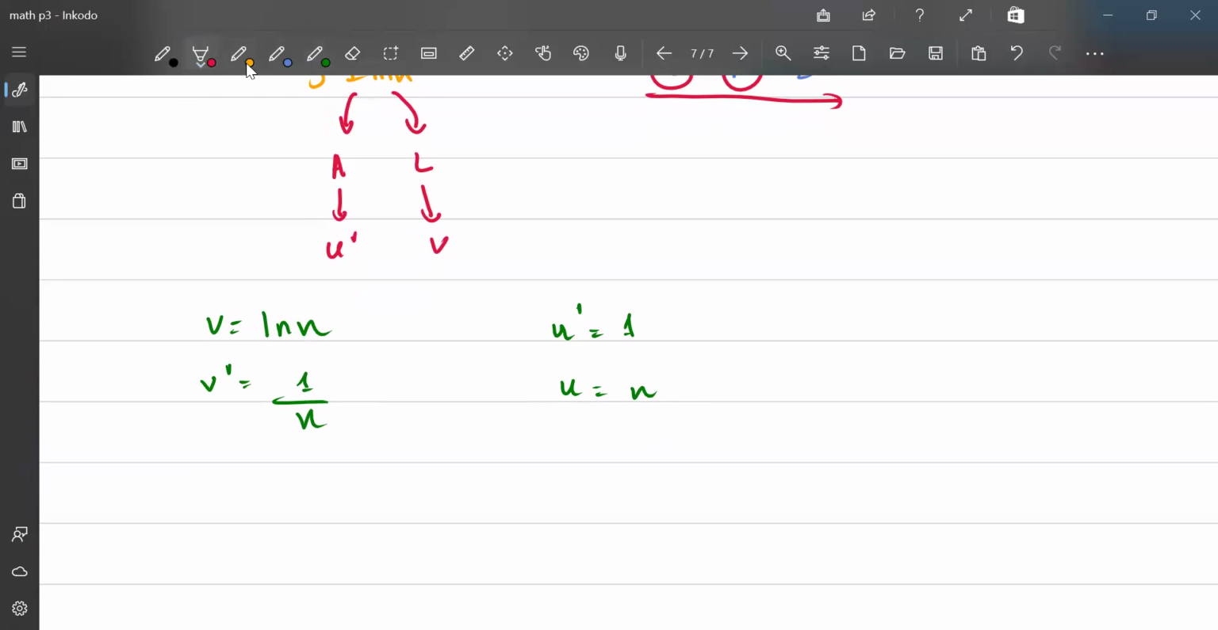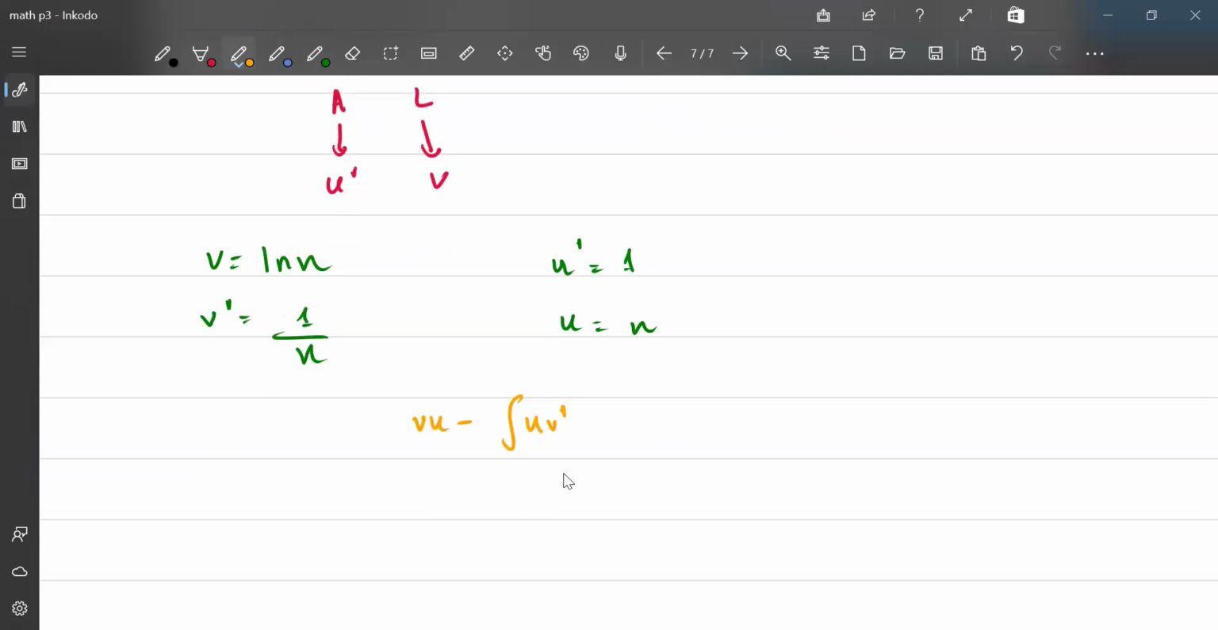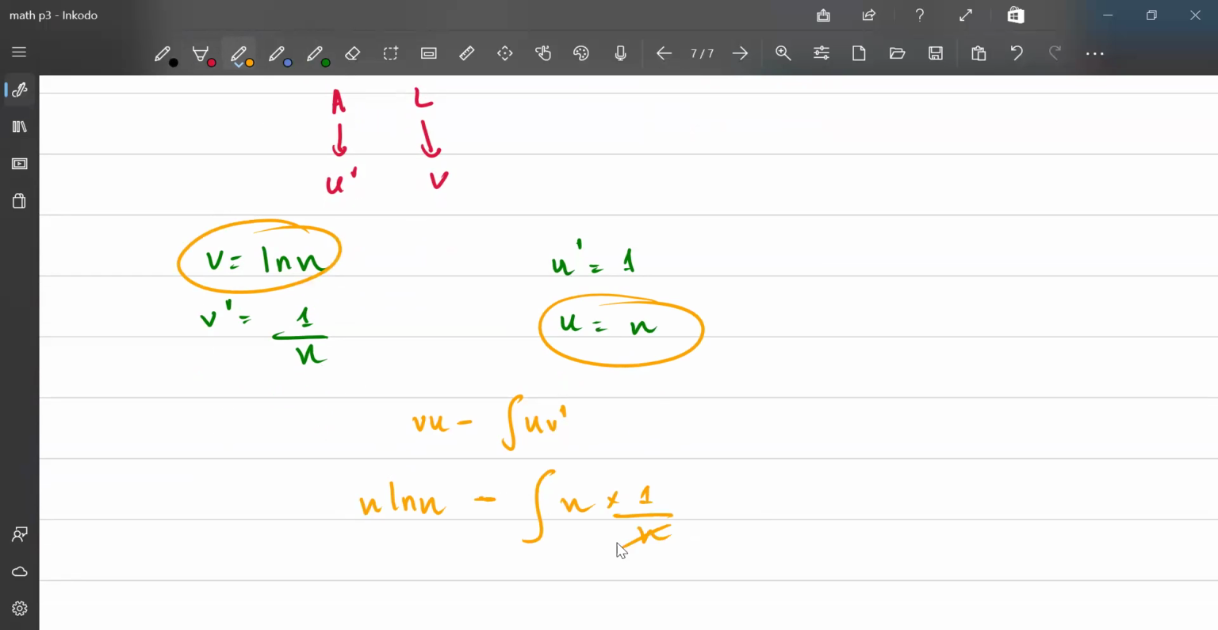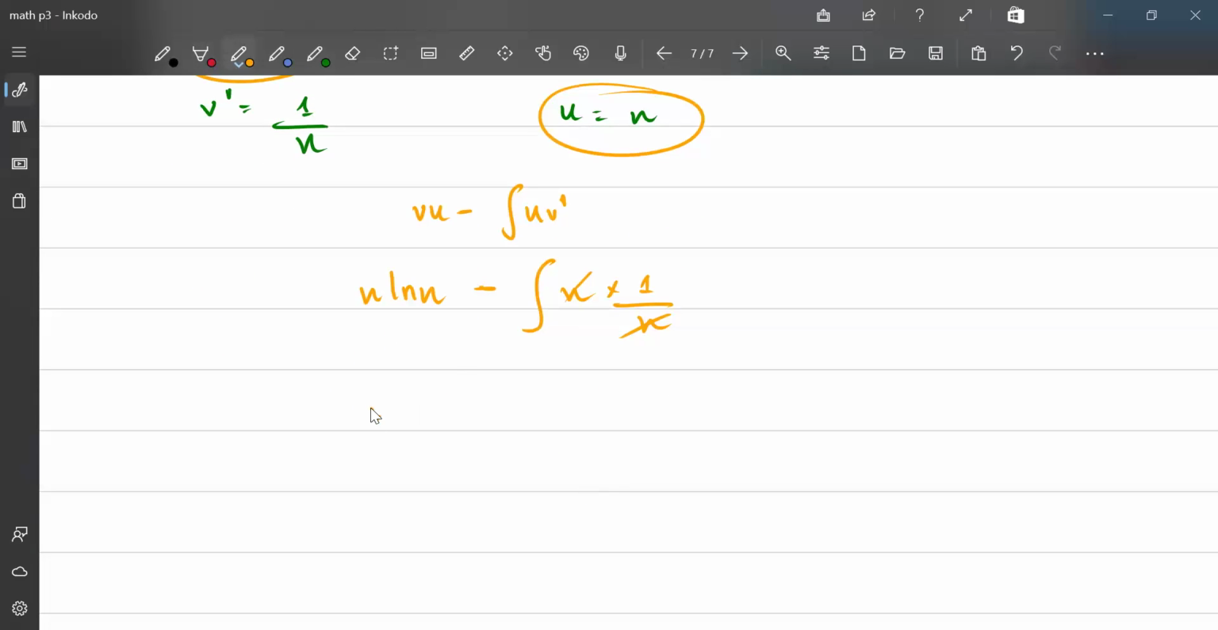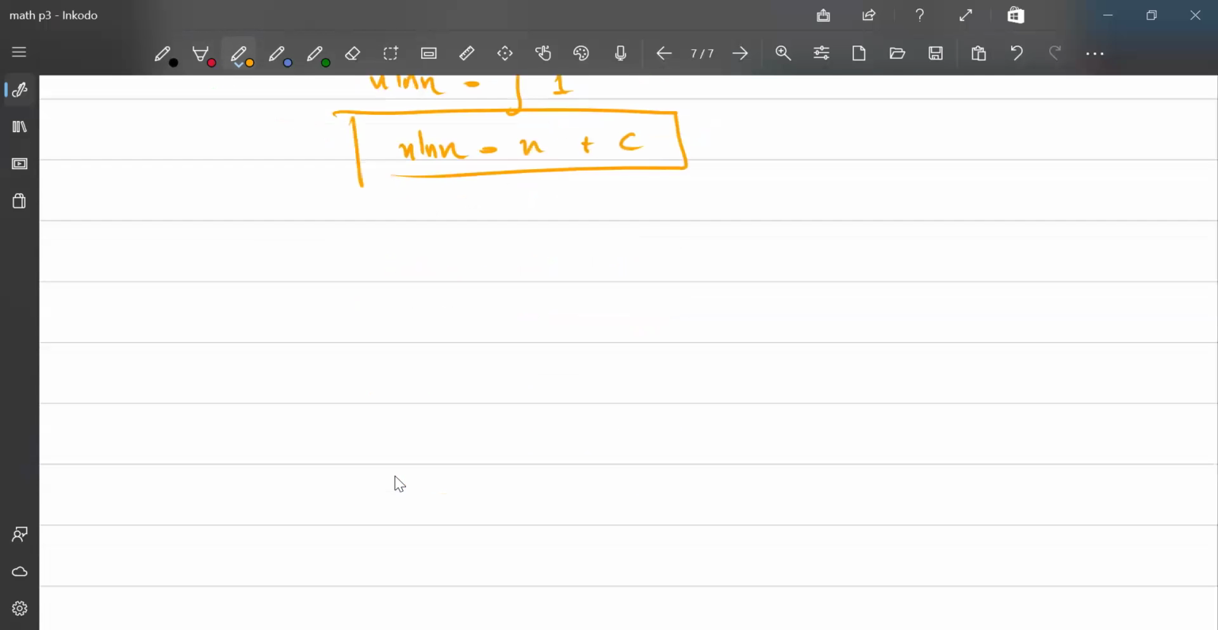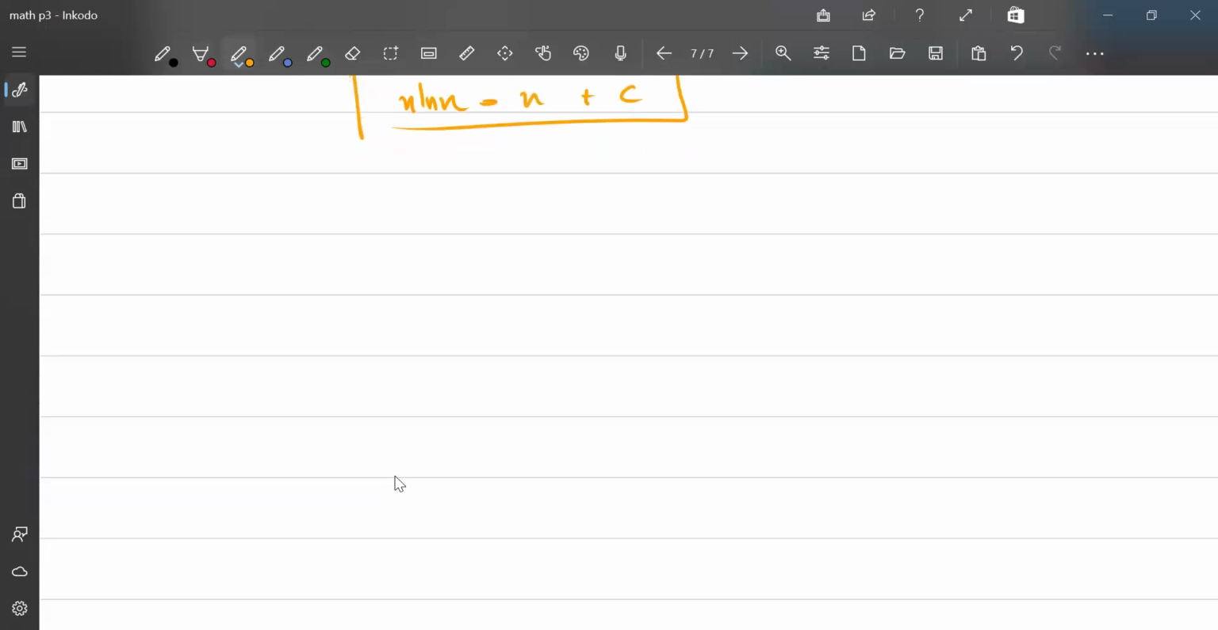All right. Now simply apply vu minus integral of u v dash, the formula. We know v is ln x and u is x, so it would be x ln x minus integral of u and v dash, which is x into 1 upon x. So it basically gets cancelled out. So x ln x minus integral of 1, and integral of 1 is x plus c. So this is our answer. Hope this makes sense.